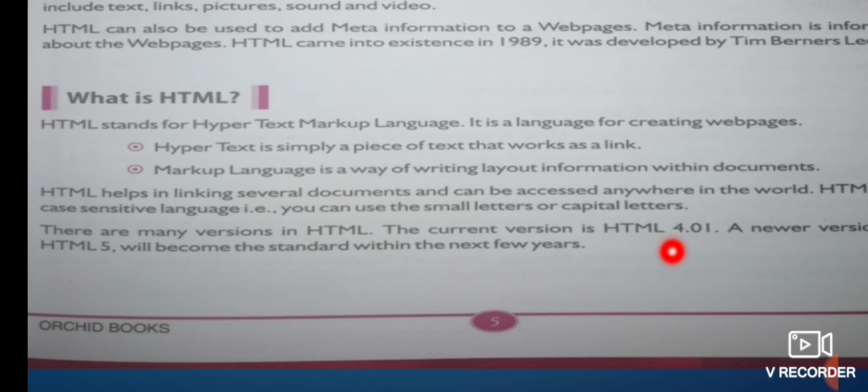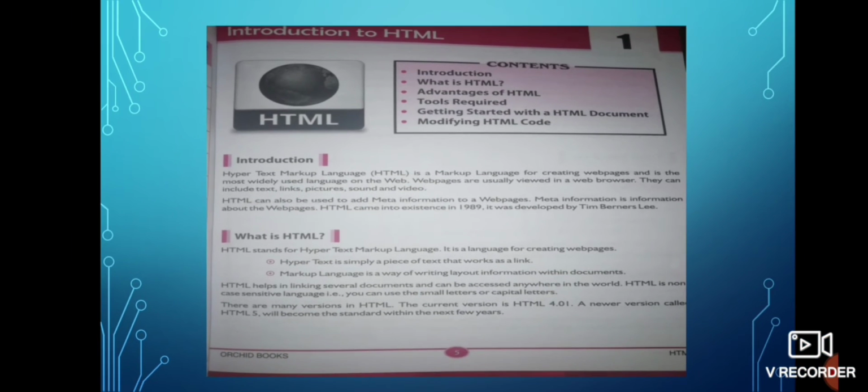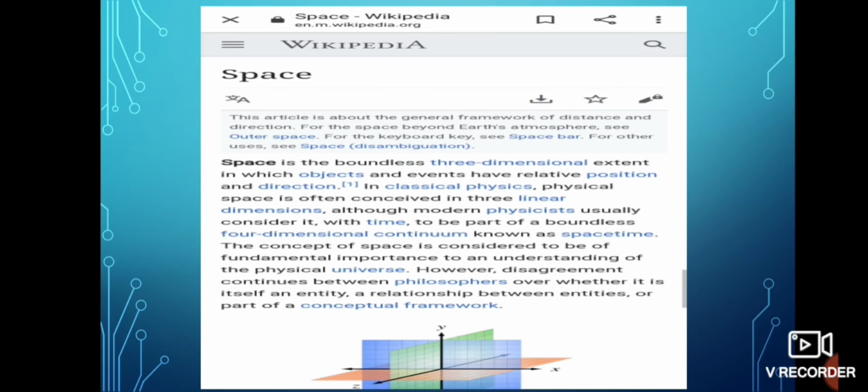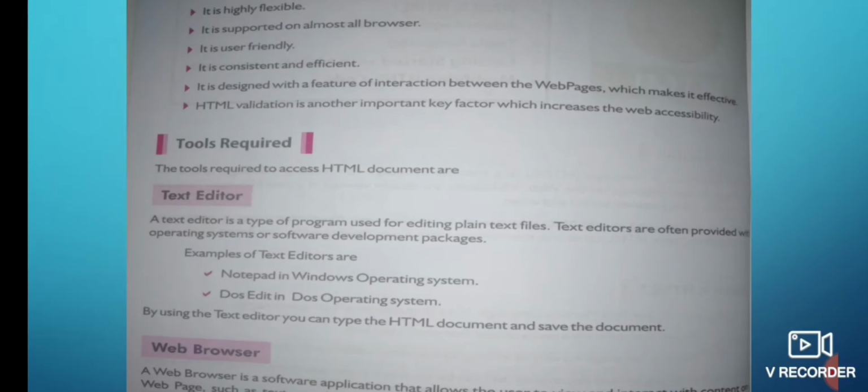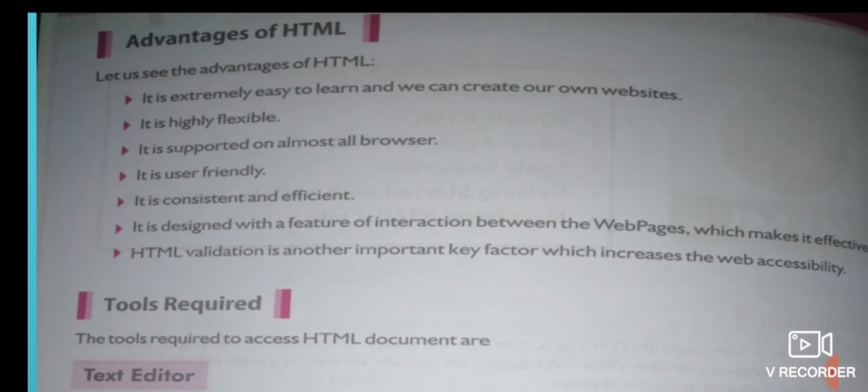So the current version of HTML is HTML 4.01 and the newer version is HTML5. HTML5 is popular. Okay, so these are a few versions of HTML. And then the advantages of the HTML language. So what are the advantages it has, listed out here.